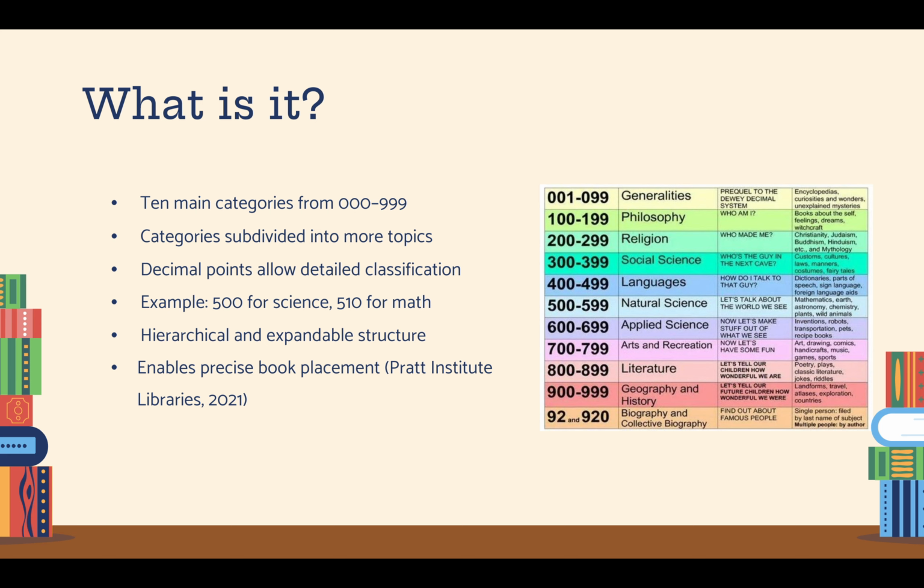The DDC is structured into 10 main categories, ranging from 000 to 999, each representing a broad subject area. For example, 000 to 099 cover general knowledge, while 500 to 599 is dedicated to science. Each category is further divided into subcategories for more specificity. For instance, 510 focuses on mathematics, 520 on astronomy, and 530 on physics. This creates a logical, hierarchical structure, making it easy for librarians and readers to locate materials efficiently.